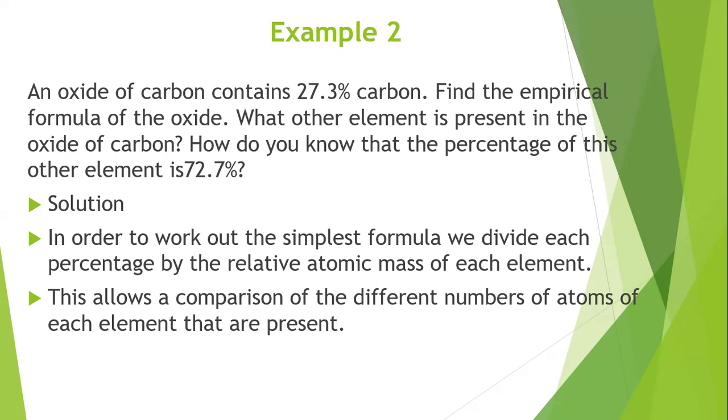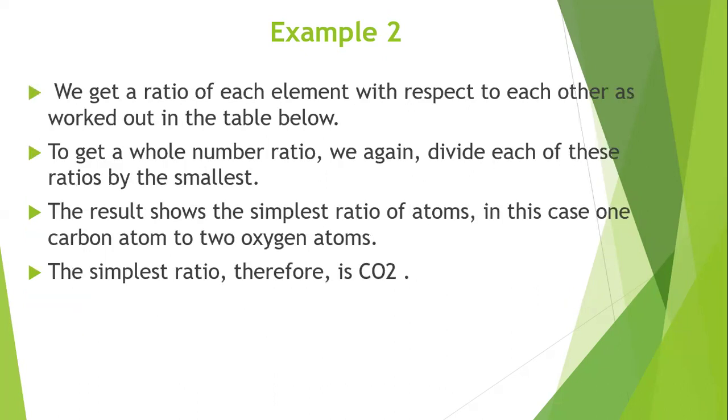This allows a comparison of the different numbers of the atoms of each element that are present. Now we get the ratio of each element with respect to each other, as worked out in the table below, coming up in the next slide. Now to get a whole number ratio, we again divide each of these ratios by their smallest.